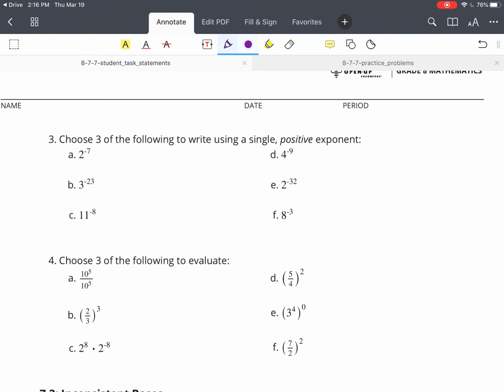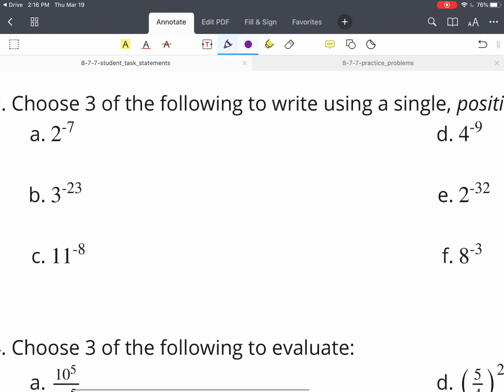Choose 3 of the following to write using a single positive exponent. It doesn't really matter. I'm just going to do the first 3. So remember, with a single positive exponent, since it's 2 to the negative 7, we're going to take the reciprocal. So that's 1/2 to the 7th power. 3 to the negative 23, it's going to be the reciprocal, which is 1/3 raised to the 23rd.